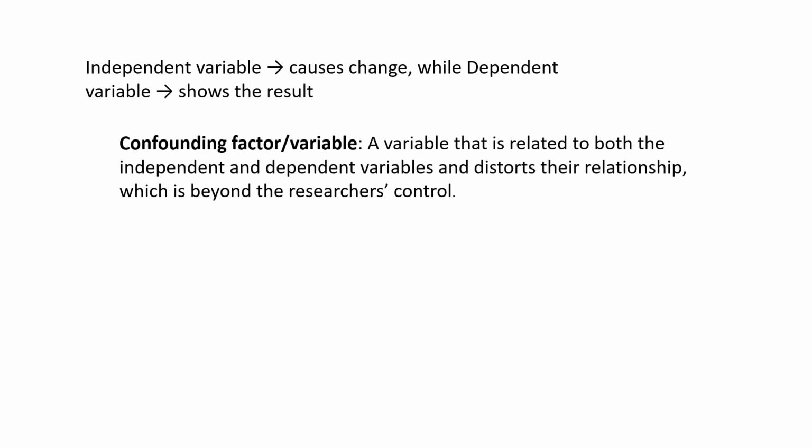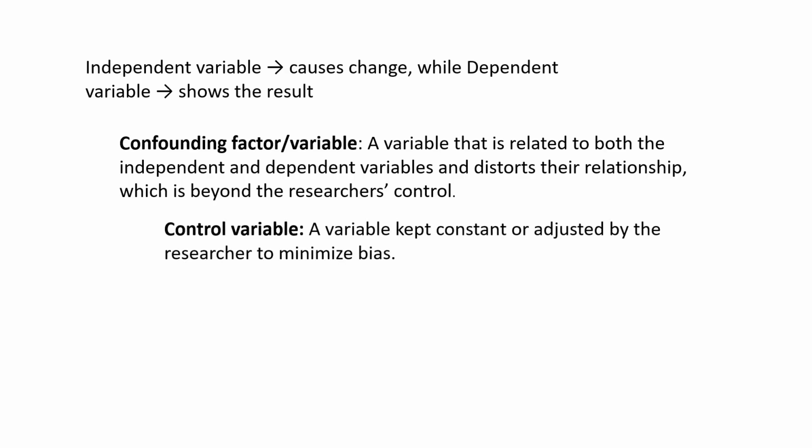Confounding factor or variable. It is a variable that is related to both the independent and dependent variable and can distort the relationships between the dependent and independent variable. And this confounding factor is beyond the researcher's control. So a researcher has to know what are the factors which can influence the results, which are not within the design.